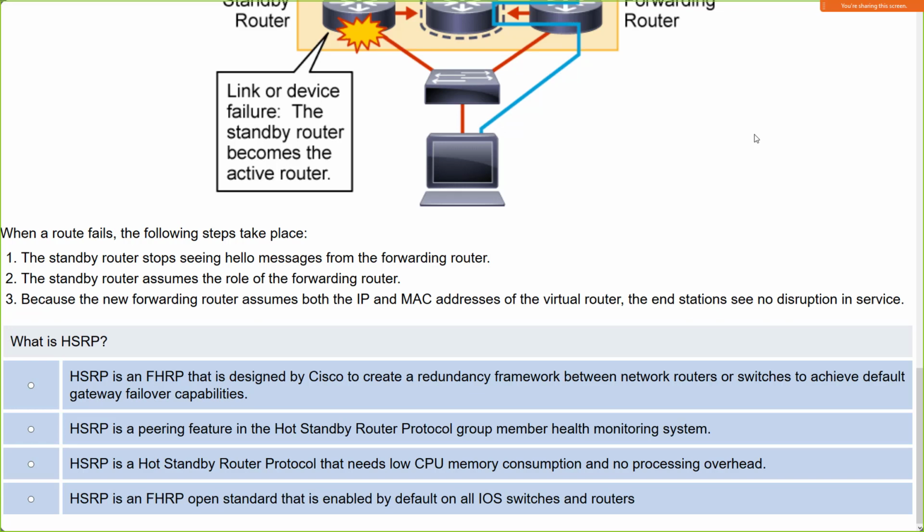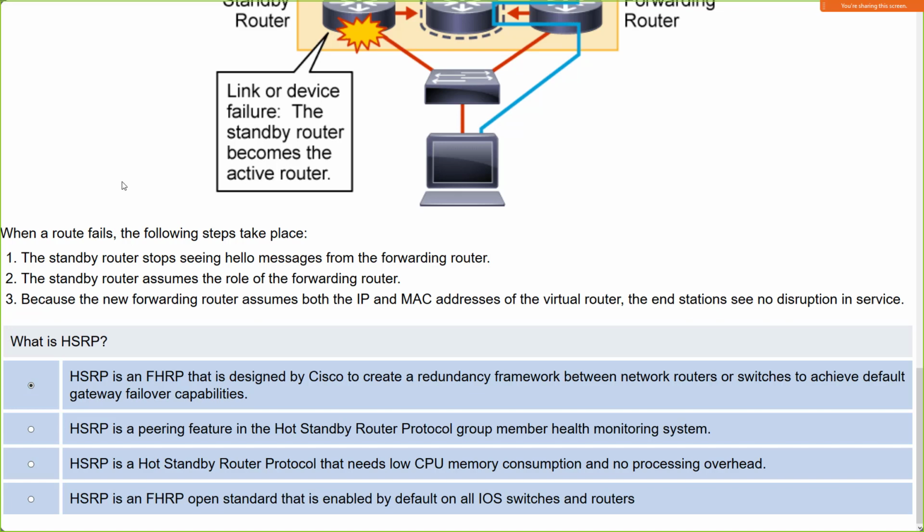So what is HSRP? HSRP is a first hop redundancy protocol that was designed by Cisco to create a redundancy framework between network routers or switches to achieve default gateway failover capabilities. Yeah, I guess that sounds about right. Kind of a long-winded description, but it's true, right?